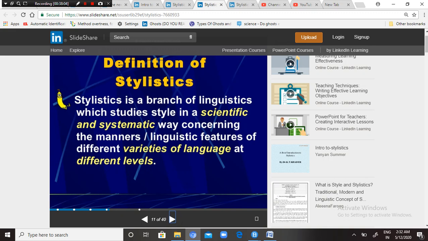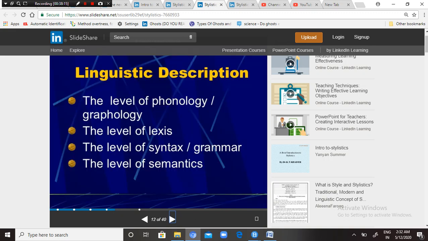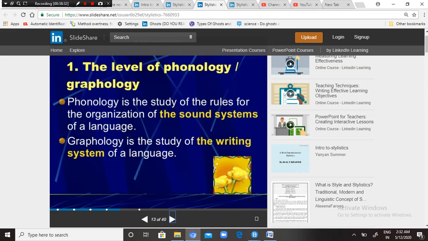Okay. And the varieties of language and different levels. Linguistic descriptions: the level of phonology and graphology, the level of lexis, the level of syntax and grammar, the level of semantics. Okay. The level of phonology and graphology.